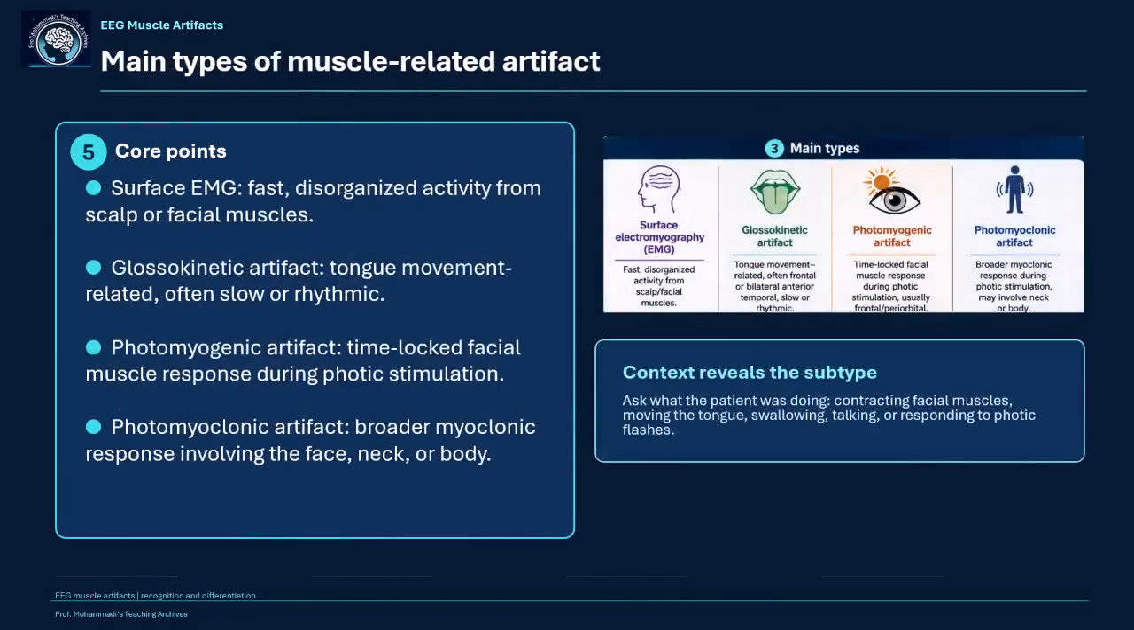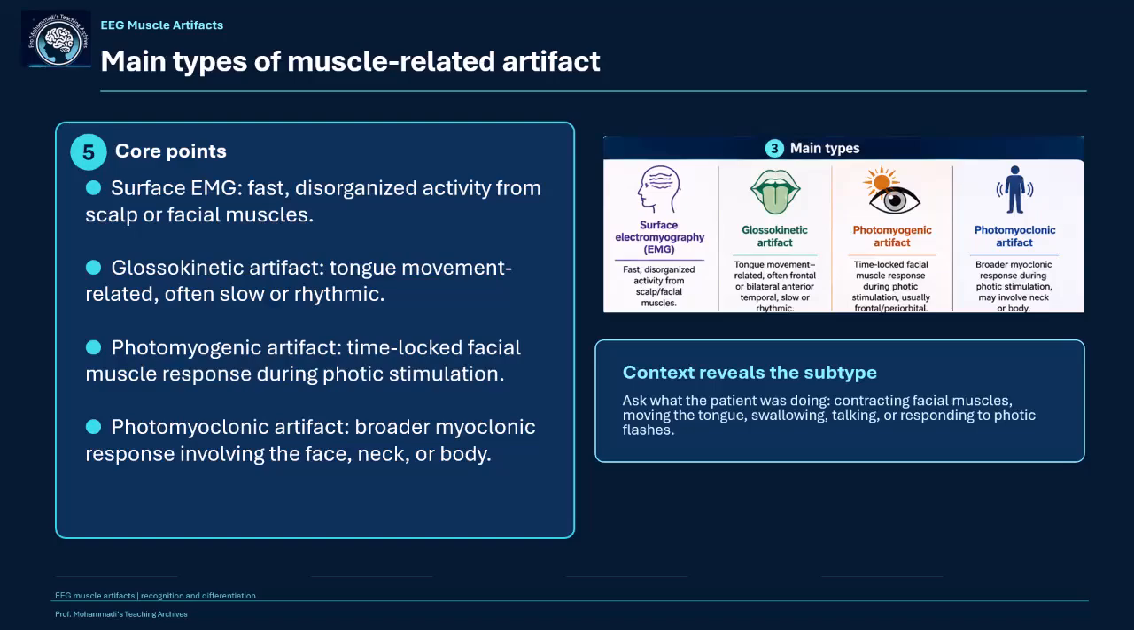Muscle-related artifacts include several recognizable subtypes. Surface EMG usually appears as fast, disorganized activity from scalp or facial muscles. Glossokinetic artifact is related to tongue movement and may appear slower or rhythmic, often with a frontal or anterior temporal field. Photomyogenic artifact is a facial muscle response that is time-locked to photic stimulation, while photomyoclonic artifact reflects a broader muscle response that may involve the face, neck, or body. The key question is often simple: what was the patient doing at that moment?